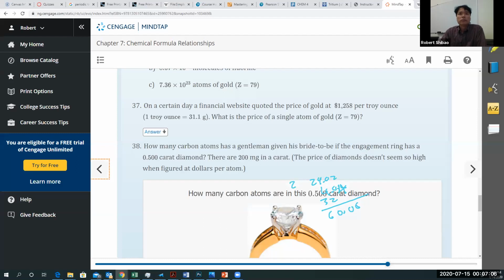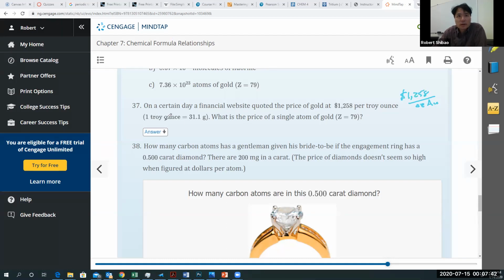Okay, so we're looking at a certain day. Okay, so we have $1,258 per troy ounce. So this is going to be a conversion factor. Let's go ahead and write that as a conversion factor here. And so two ways we can state that: $1,258 per ounce of gold, Au, or 1 ounce of gold is going to cost you that much.